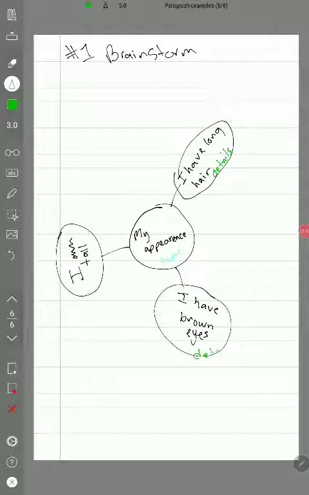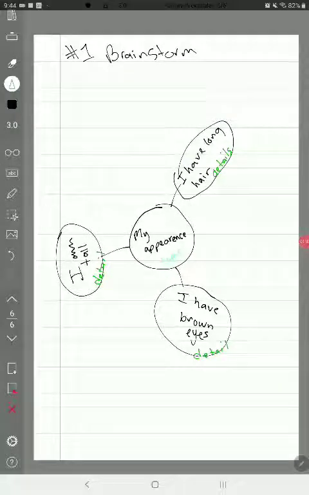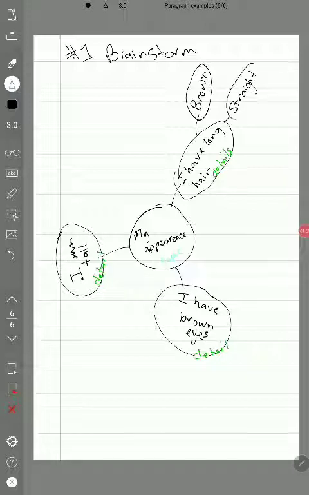Detail, detail, another detail. And then for my details, I need to go back, and since I'm a 3rd grader, I need to explain more about my details. I'm going to include more information. I can tell what color my long hair is. My hair is brown. It's straight. I have brown eyes. I might say they remind me of chocolate.